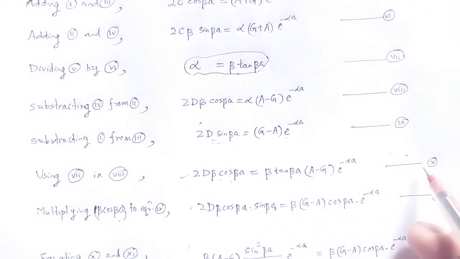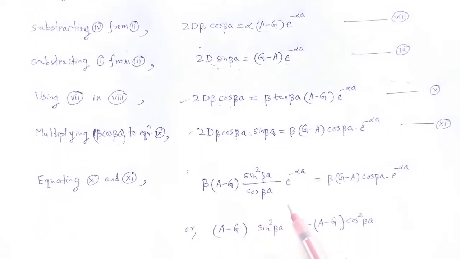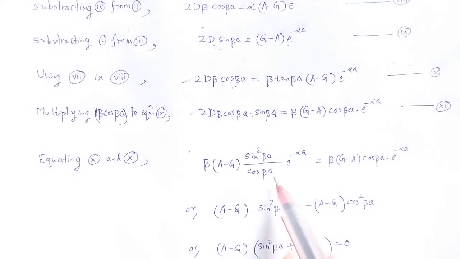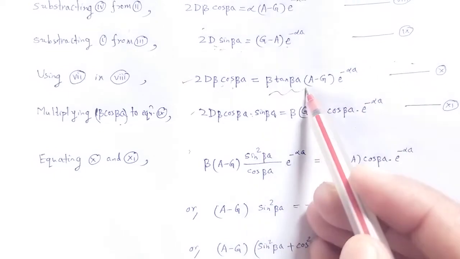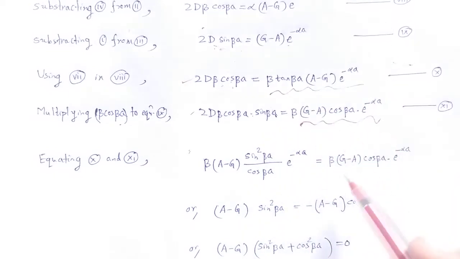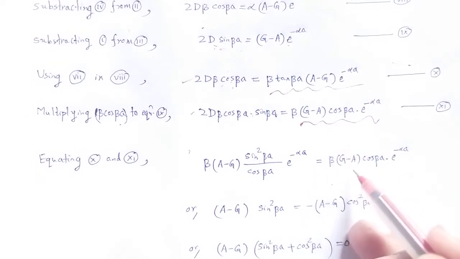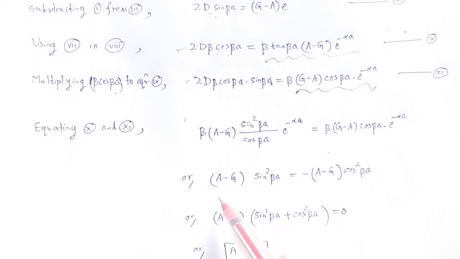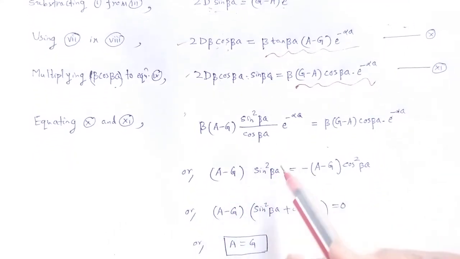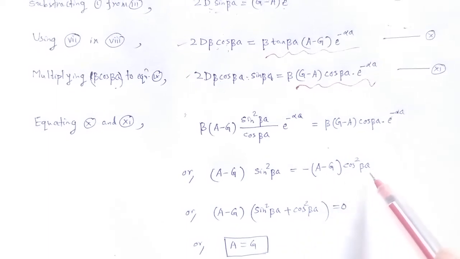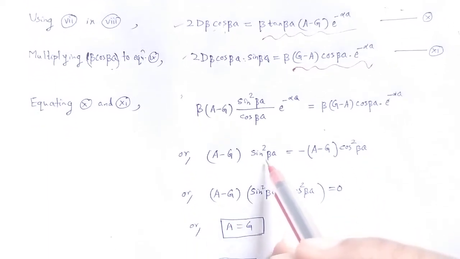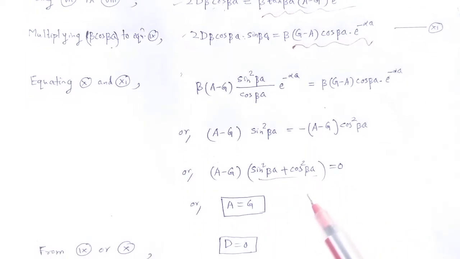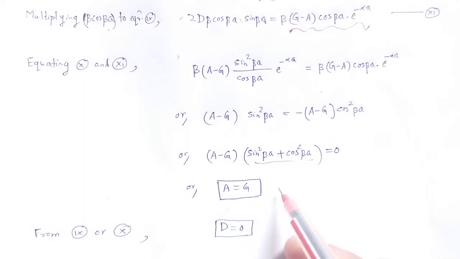So equating equation number x and xi, what we have? Beta of a minus g sin square beta a divided by cos beta a e to the power minus alpha a. This portion will be same as that portion, that will be beta of g minus a cos beta a into e to the power minus alpha a. So a minus g sin square beta a is equal to minus of a minus g cos square beta a. A minus g, that is sin square beta a plus cos square beta a, is equal to 0. Sin square beta a plus cos square beta a is equal to 1. So a is equal to g.